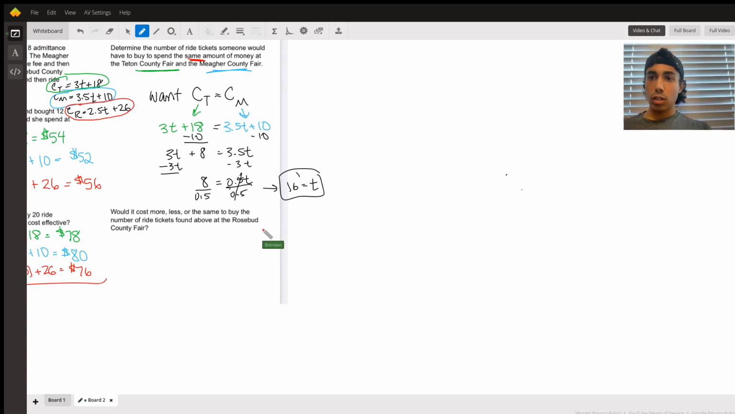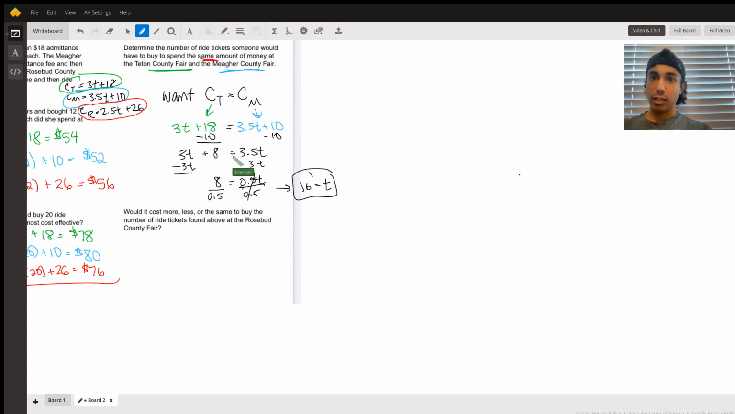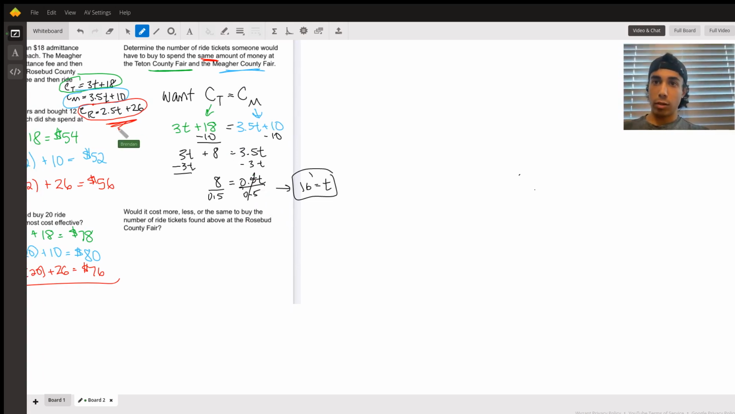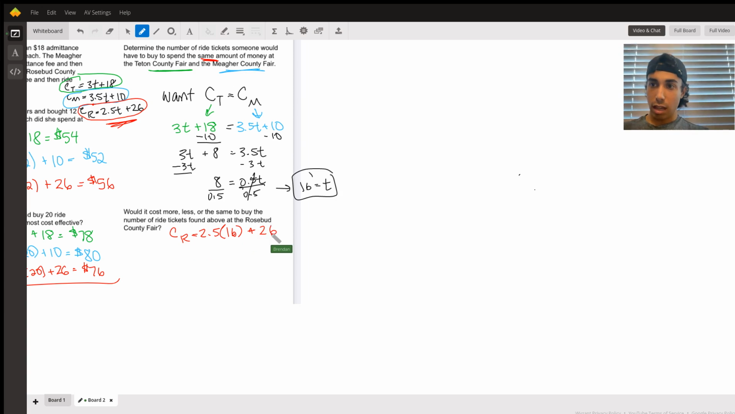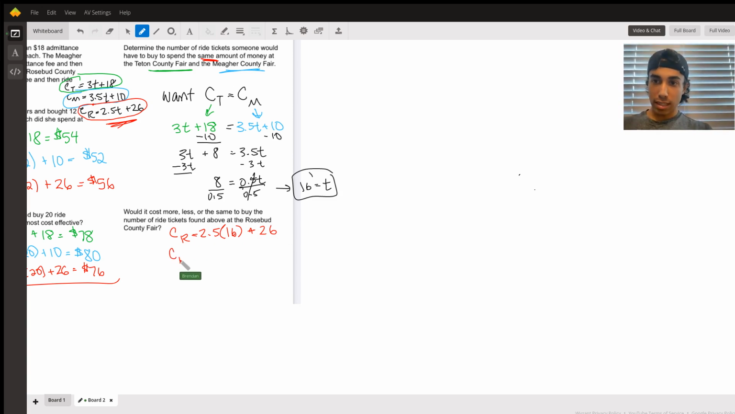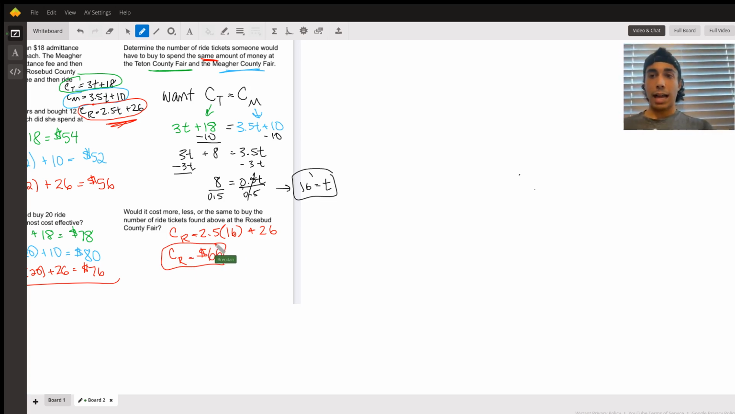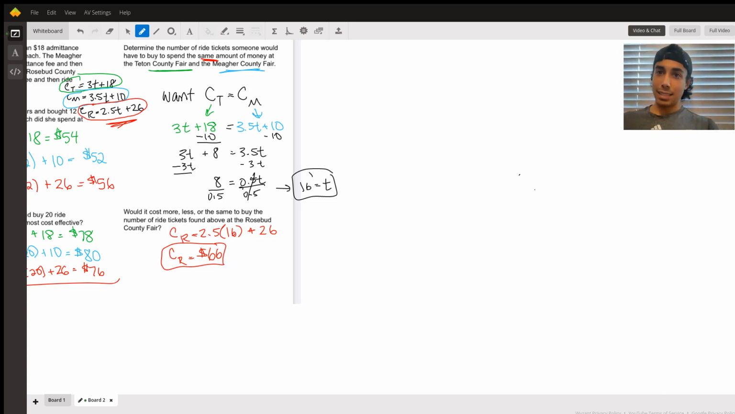And then, would it cost more or less or the same to buy that number of tickets at the Rosebud County Fair? All right, so I'm going to use my Rosebud equation up here. We are interested to see how much it costs if I buy 16 tickets. So I'm plugging 16 in for t at Rosebud. 2.5 times 16 is 40. 40 plus 26 is 66. And it turns out it will actually cost the same. So if you're buying 16 tickets, it does not matter where you go.